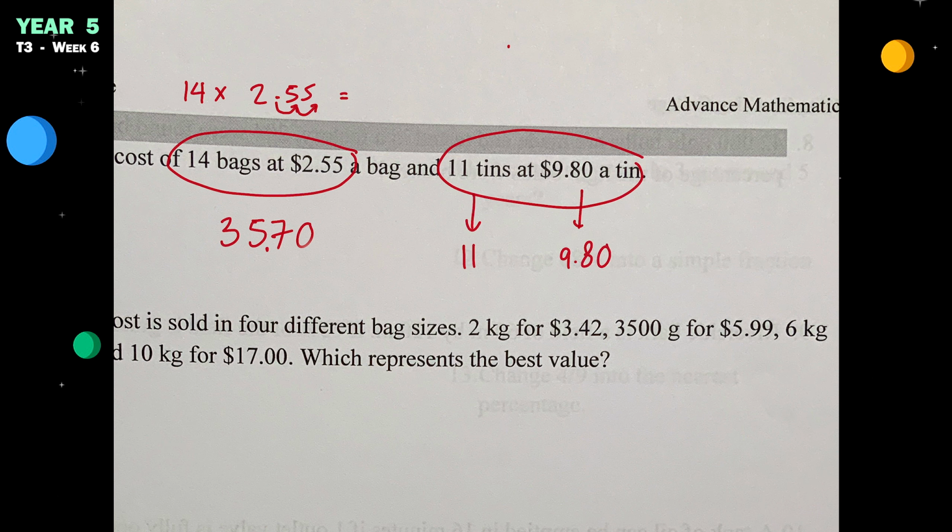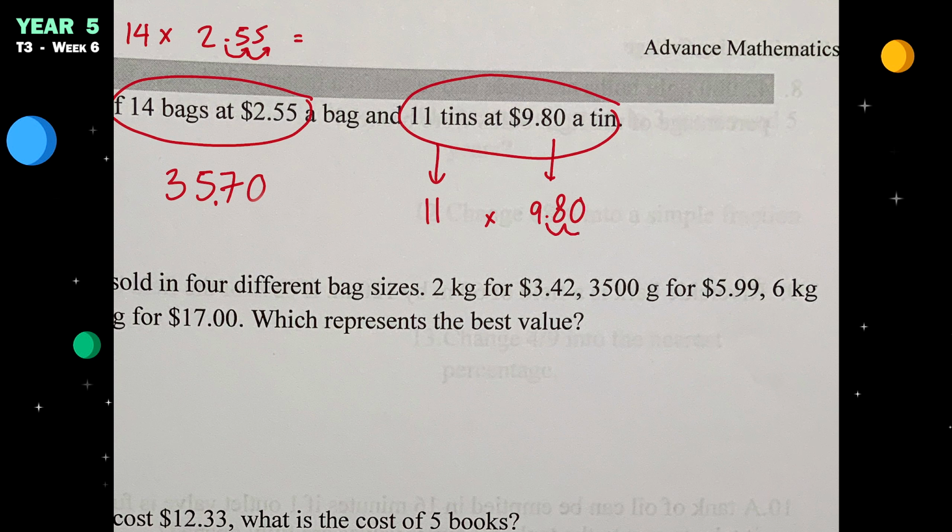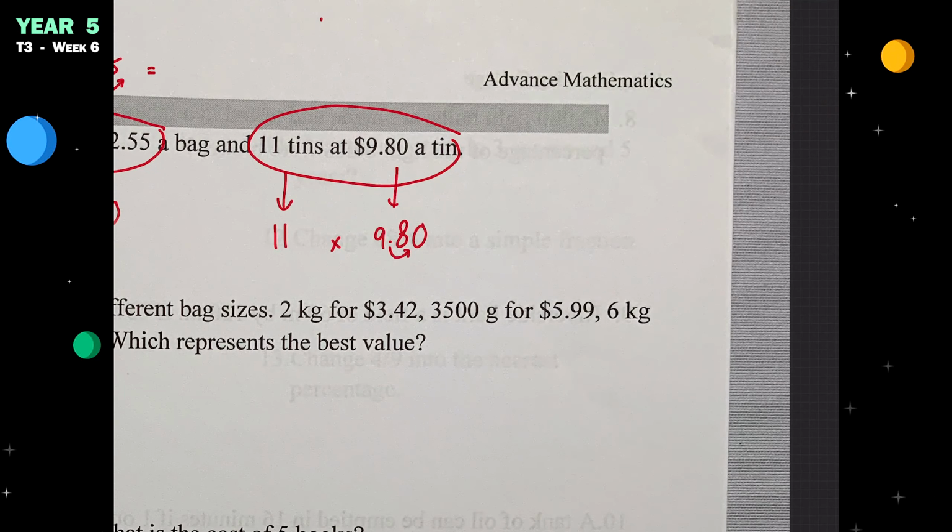Now when you multiply, I want this one to be a whole number, right? So do I move the decimal place 2 times to the right or only 1 time? Well, we want a whole number. All we've got to do is move it once to the right. We don't need 2 times, because once you move it to the right, it's now 98. You don't need 980 to be a whole number, right? So all you've got to do now is just do 11 times 98.